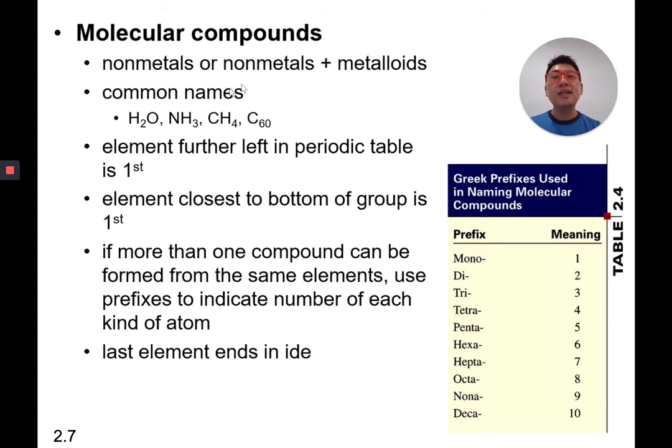2 nonmetals in it, maybe a metalloid, molecular. If there's a metal in it, it's ionic. All nonmetals, molecular. A metal in it, it's ionic. How do I know metals and nonmetals? I have to go back to that other table.